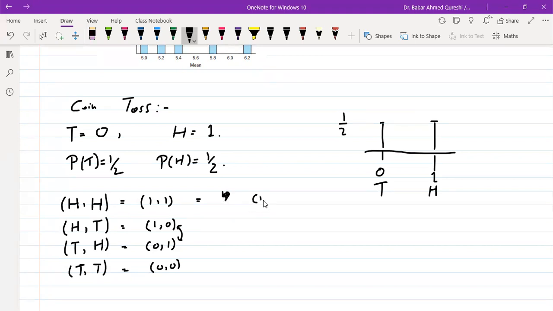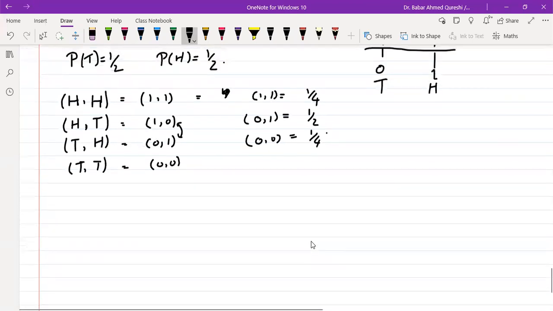Each one of them is equally likely. So a sample like this has a probability 1 by 4. A sample like this, now I'm forgetting the order, has a probability half. And a sample like this has a probability 1 by 4. So in other words, the probability that both of them are head is 1 by 4. The probability that both of them are tail is 1 by 4, but one is head and the other is tail is 1 by 2, because it can occur in two ways.